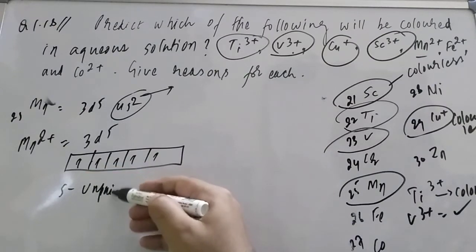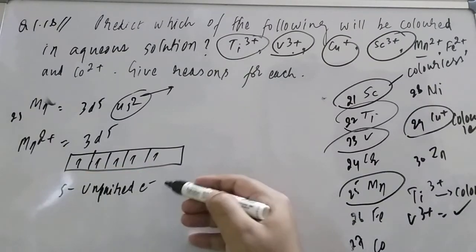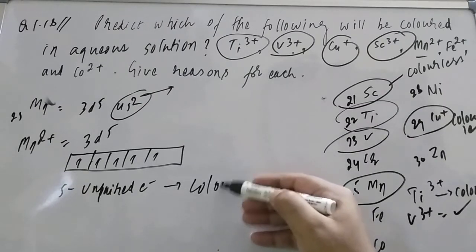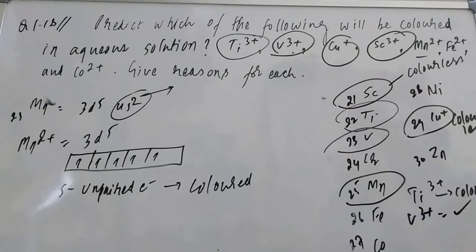How many unpaired electrons, student? 5 unpaired electrons. So this will also be colored. Now Fe2 plus. Fe is 26, student.